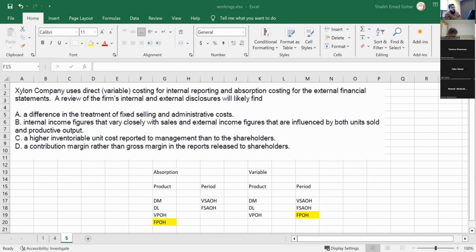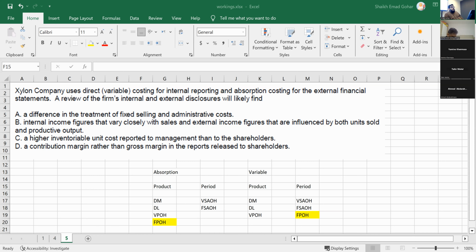Remember, when we did essay questions, we did one essay in which the absorption costing profit was more. I explained this to you. And we did another question in which the absorption costing profit was less. So if you have not done it, you need to revise it. Clear? It's a good revision for you now.